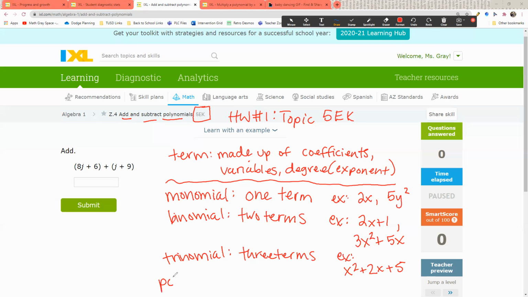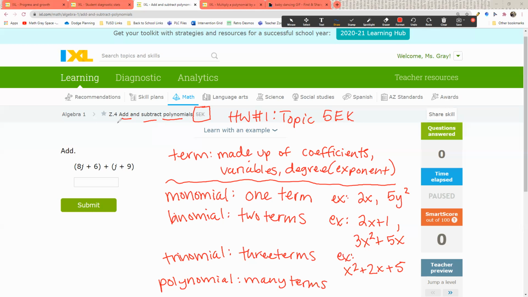And then after trinomial, after three different ones, you don't really keep changing that prefix there. You just change it to polynomial, which means many terms. So this could include many different sizes: monomials, binomials, trinomials, or bigger.